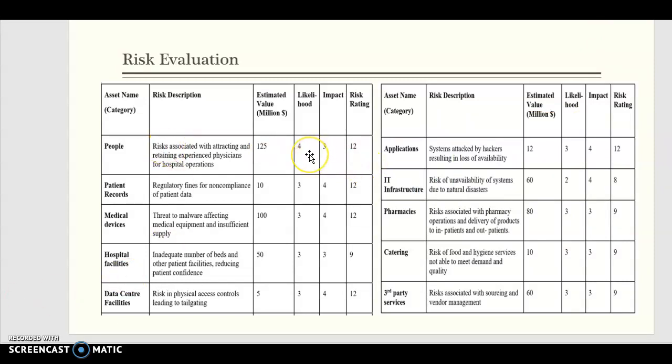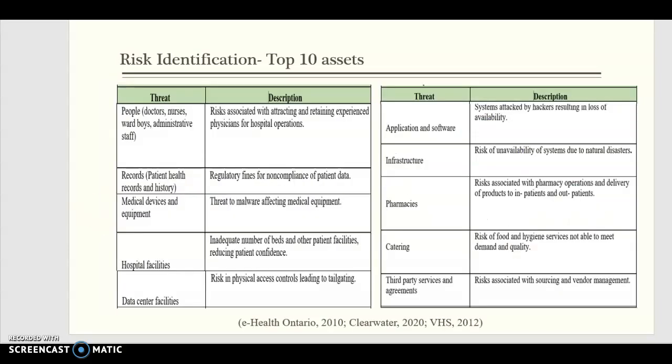On a scale from 1 to 5, I have rated all the risks, and none of these risk ratings are actually significant or high. However, they need to be addressed. So for people, I think the biggest risk that I identified here is the risk associated with attracting and retaining experienced physicians for hospital operations. Patient records, regulatory fines for non-compliance of patient data as per HIPAA and GDPR. That's the main risk. Medical devices and equipment could be impacted by malware.